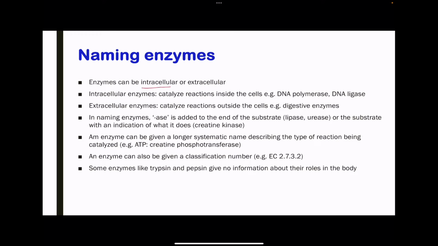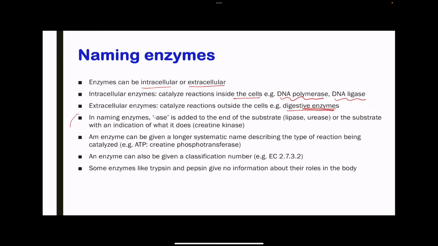Enzymes can be intracellular or they can be extracellular. Intracellular enzymes catalyze reactions inside cells. Examples here we have DNA polymerase, DNA ligase, helicase, and so on. But extracellular enzymes are mainly involved in reactions outside the cell, like those in the digestive system.